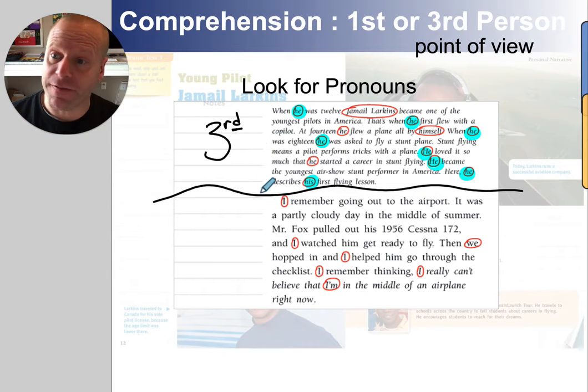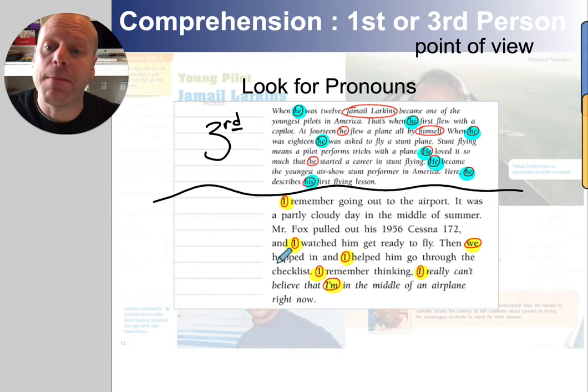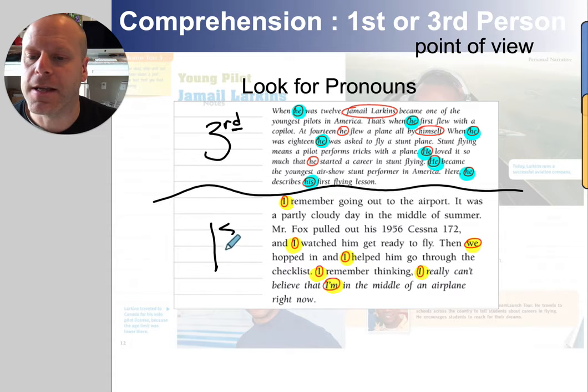But then there's a shift. And you know that because the pronouns change. I'm going to change my color. I remember. Who's I? The person in the story. I watched. We hopped in. I really can't believe it. I'm, I. These pronouns tell you that we're not third person anymore because he's in the story. I remember it. So this is a different type of point of view.